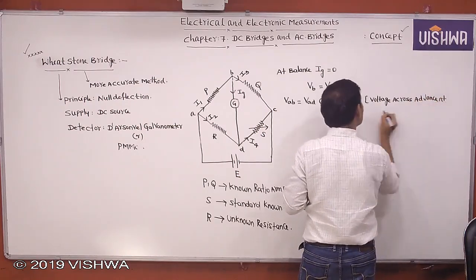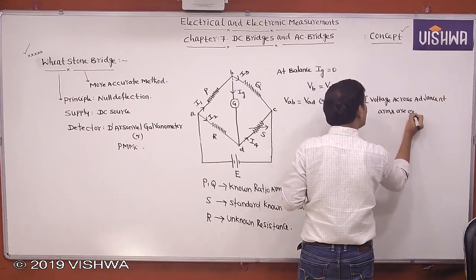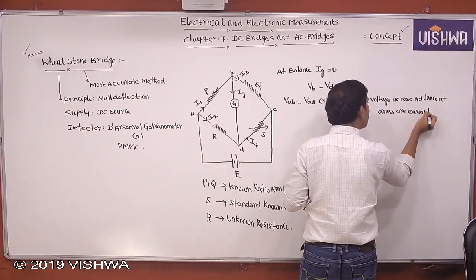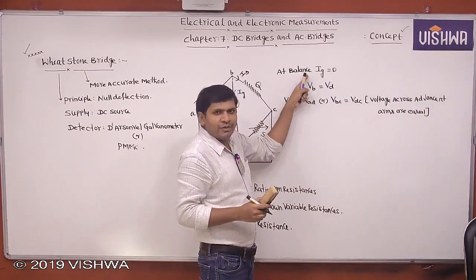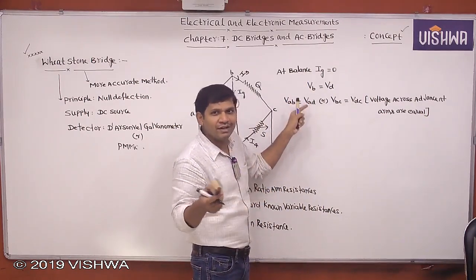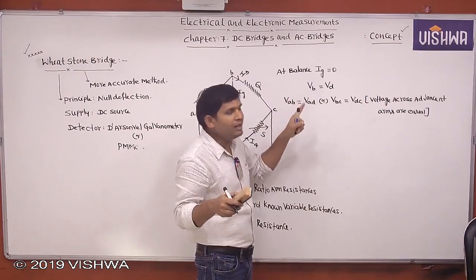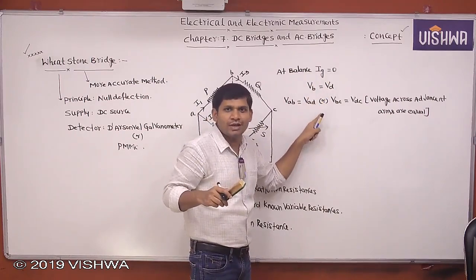Adjacent arms are equal. But don't think like this, that all these are separate conditions. If this condition is satisfied, it means indirectly this condition is also satisfied. That is the meaning. These are not different conditions. All are one condition only. If this condition is satisfied, indirectly this is also satisfied, and this is also satisfied.